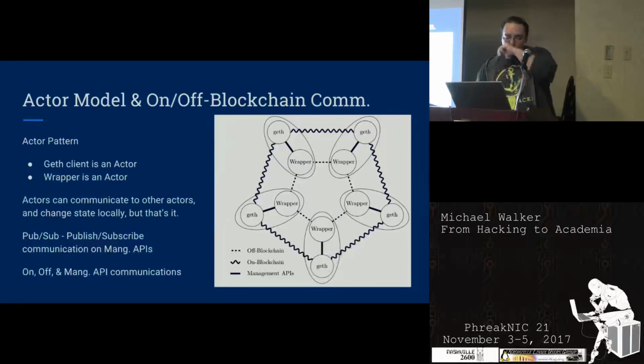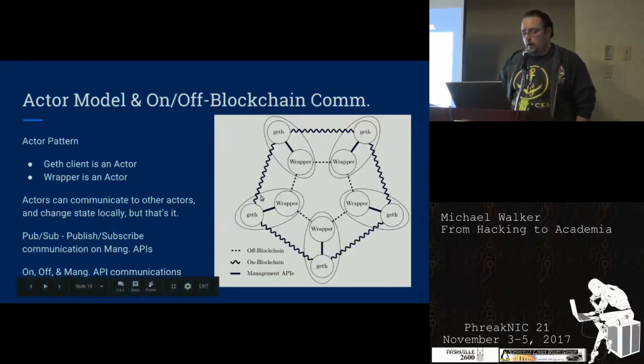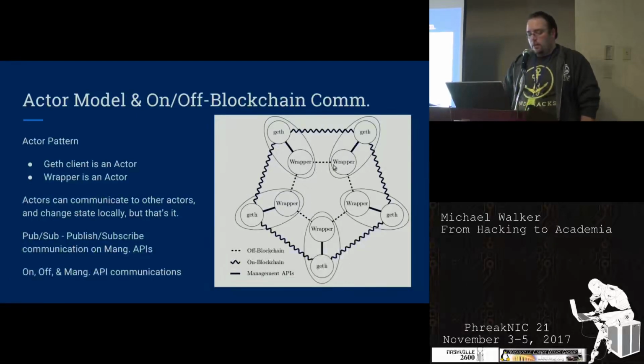Okay. So that's what the squiggly line is. It's the actual blockchain communication. And you'll see a dotted line here in the center. This is the off-blockchain communication.